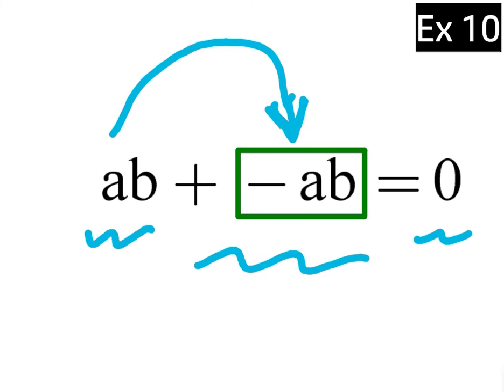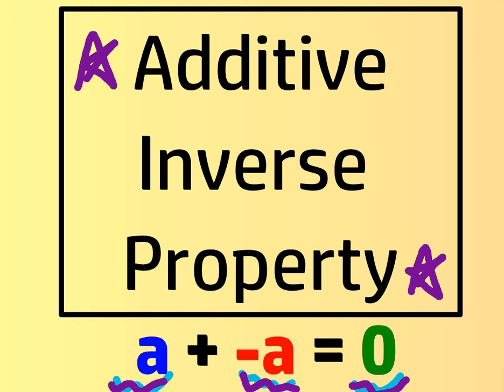And that's it for this lesson. This is titled the additive inverse property, or the inverse property of addition, and simply states that if you add the negative version of a number, you will always end up at 0.